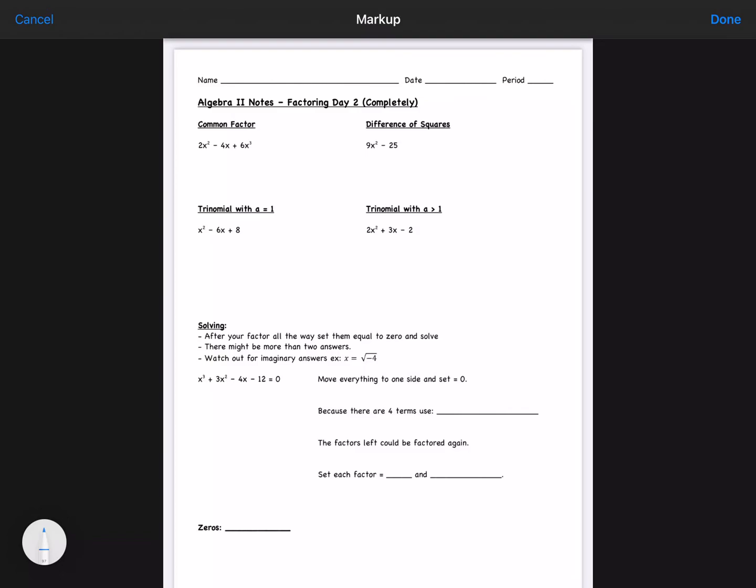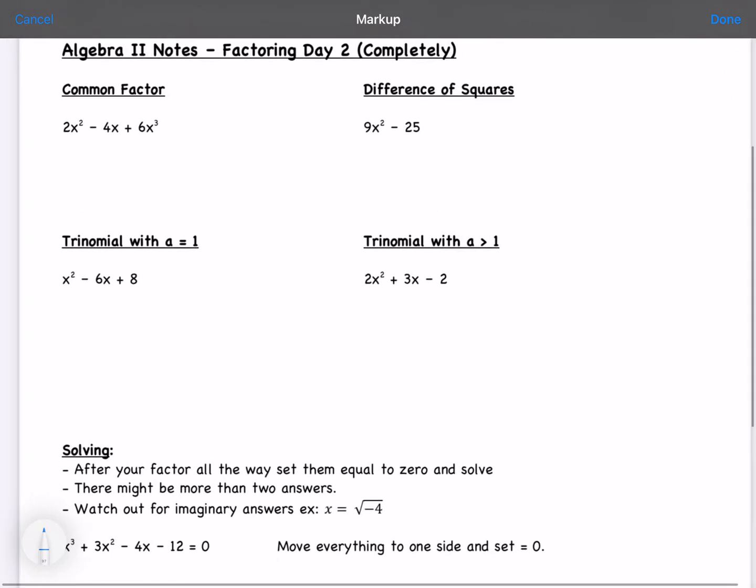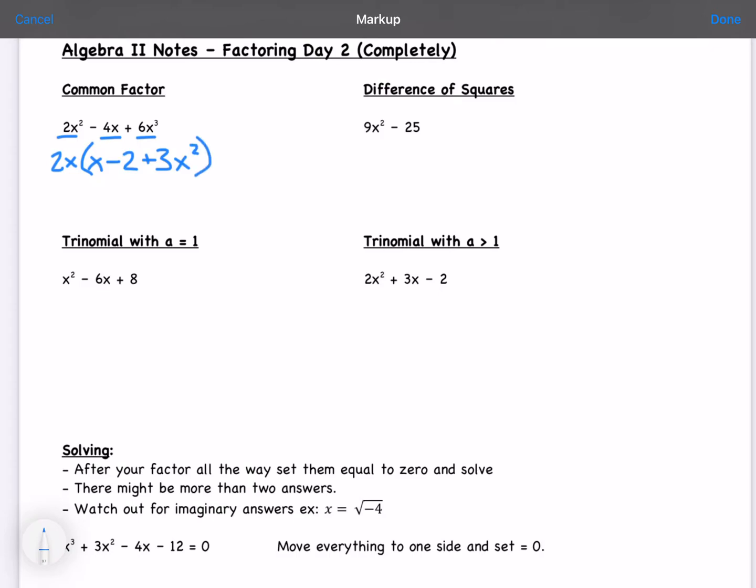Okay, so today we're talking about factoring completely. A lot of this stuff we have done before, but we're going to go over it again. So, different types of factoring. We have a common factor. We take out the GCF. So if we look at all three of these, they all have a 2 and they all have an x, which then just leaves us with x minus 2 plus 3x squared. That's all you do with the common factor.